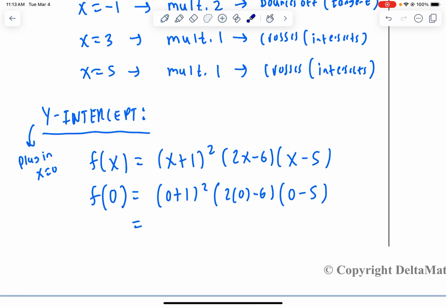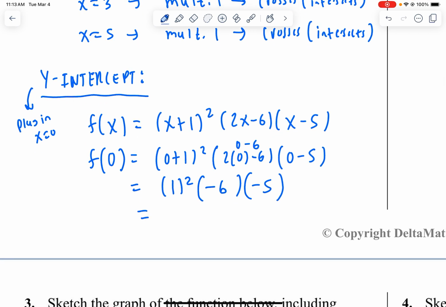We simplify this. 0 plus 1 will give us 1. We have 1 squared. 2 times 0 is 0. 0 minus 6 will give us -6. And then here 0 minus 5 will give us -5.